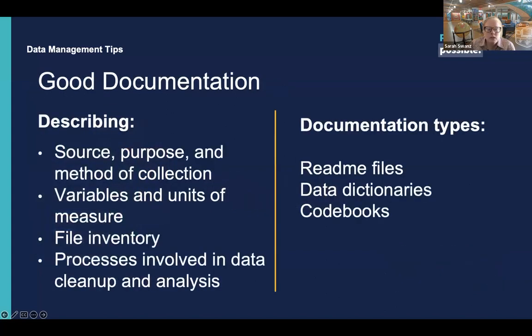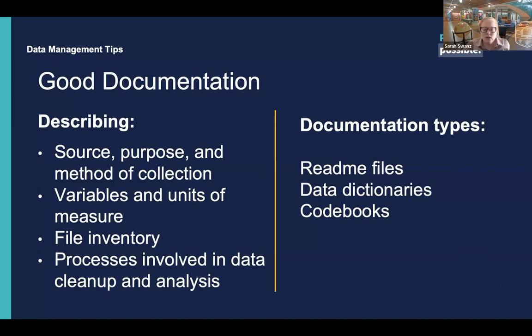So what is good documentation? Good documentation describes 4 things: the source, purpose, and method of collection, the variables and units of measure you're using. It has a file inventory, and it describes any processes involved in data cleanup and analysis. Good documentation typically comes in one of these 3 types. It could be a README file, it could be a data dictionary, or a code book.